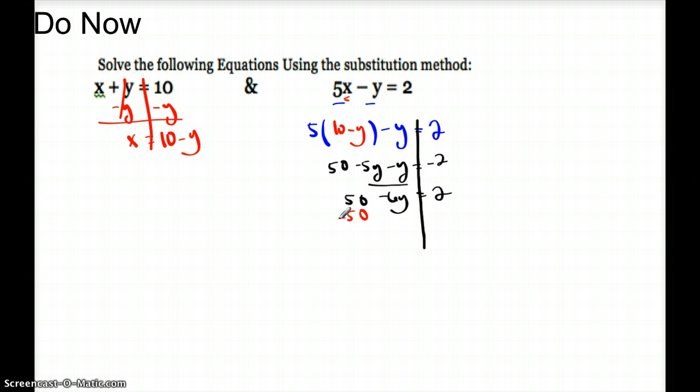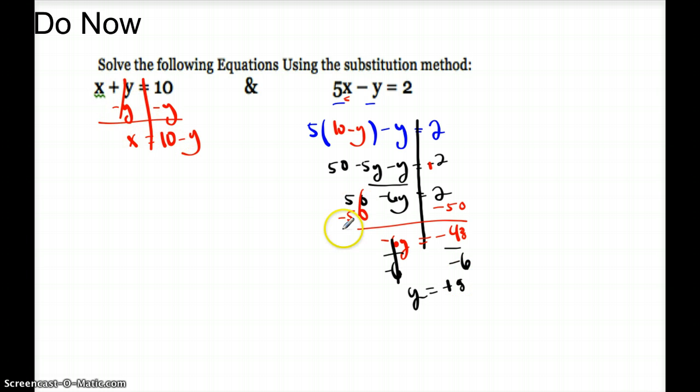And now, as soon as I'm done simplifying, I can start moving things around. Minus 50 here, minus 50 here. Sorry, this should be a positive 2, and I wrote a negative 2. There you go. So minus 50 on both sides. This goes away, and I'll have negative 6y equals negative 48. And then I'll divide by negative 6. The negative 6 will cancel, and I'll have y equals positive, negative, negative, make a positive 8.